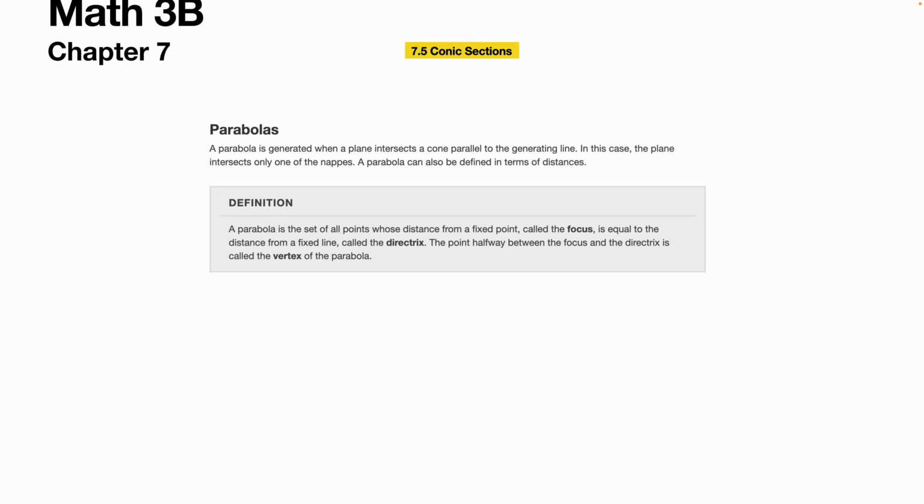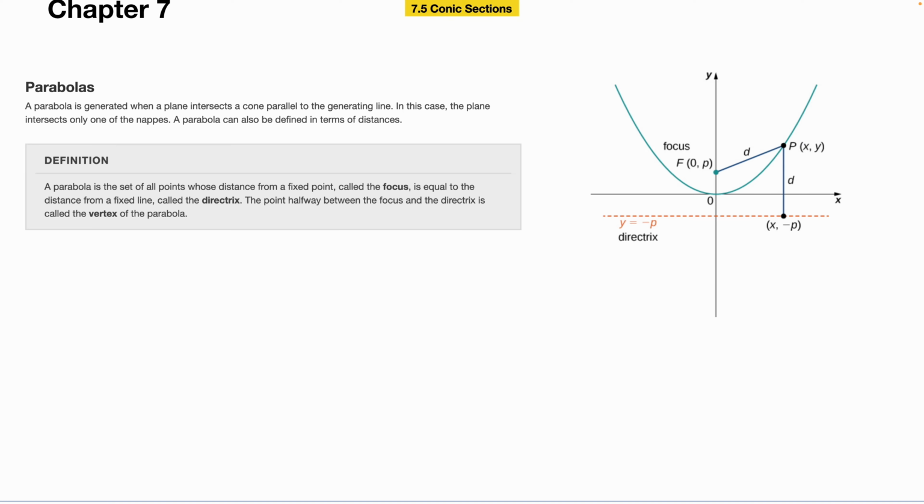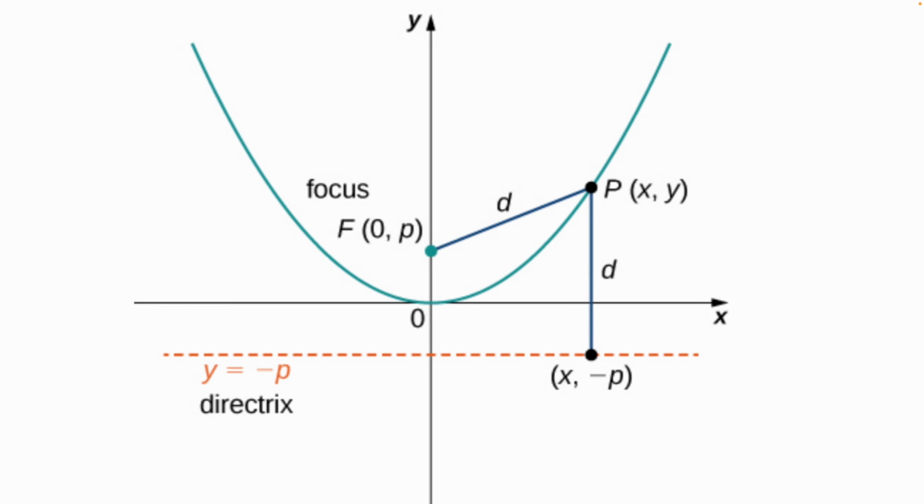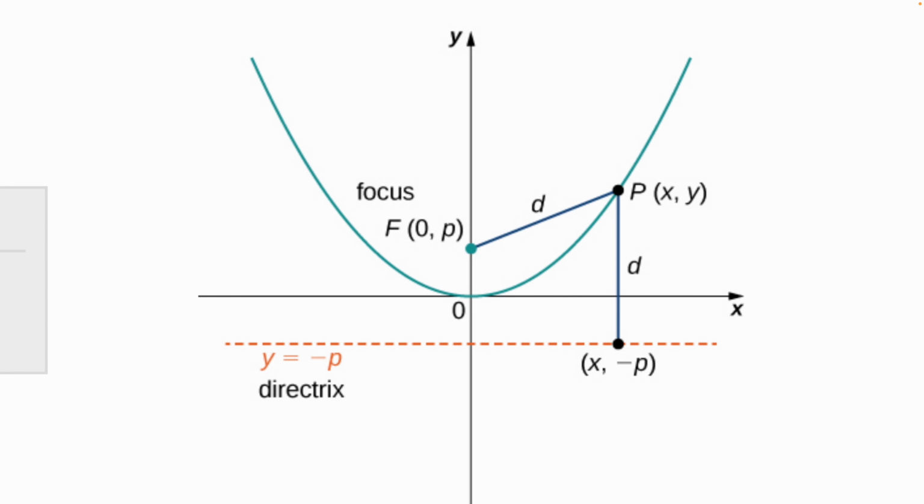All right, let's look at a picture to familiarize ourselves with this vocabulary, focus and directrix. So we have this picture over here. Let's zoom in on that picture. And then we have a familiar parabola. We're familiar with what parabolas look like. And they've picked a point on the parabola. And then they're taking a distance from that point to a fixed point. This is called the focus. So this point here, that's called the focus of the parabola.